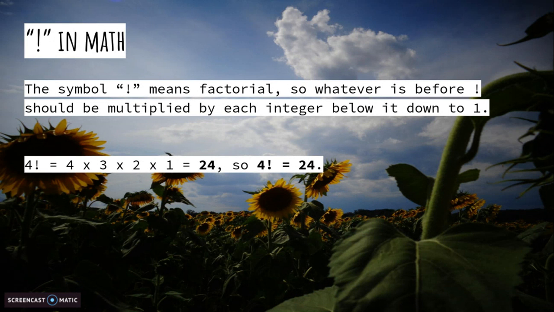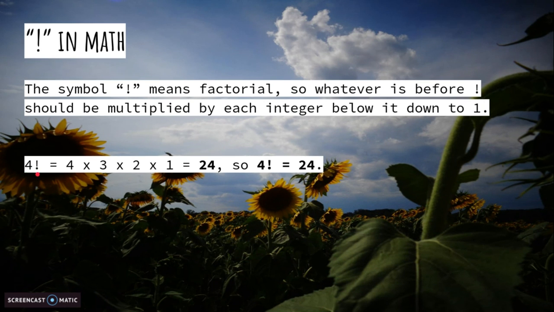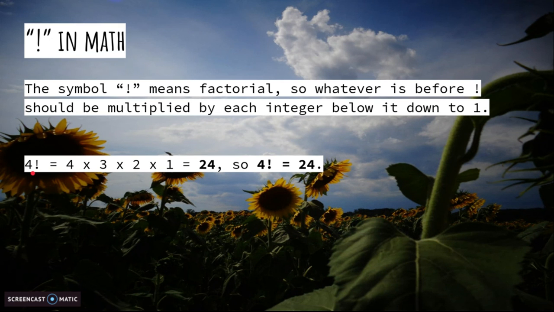Now, we need to look at the exclamation point in math. If you've ever seen this, you might have wondered what it is, if you've never learned it before, but it's not really that complicated. But it can lead to big numbers. So, this symbol means factorial. So whatever is before the exclamation point needs to be multiplied by each integer below it. So if that didn't make sense, look at this example. If you have 4 factorial, now you say 4 factorial, you don't say 4! You don't yell it. That's not what that means.